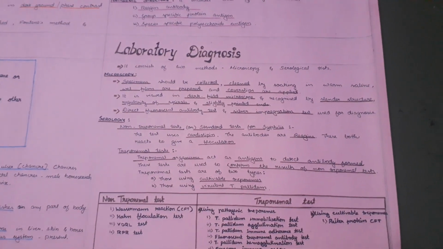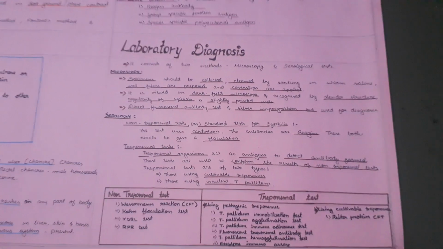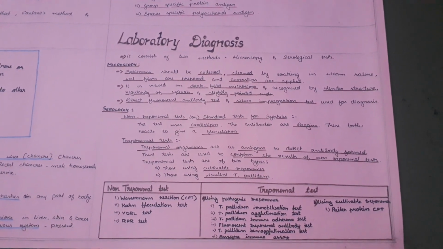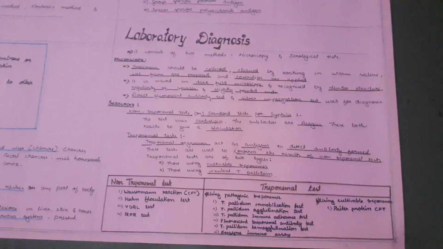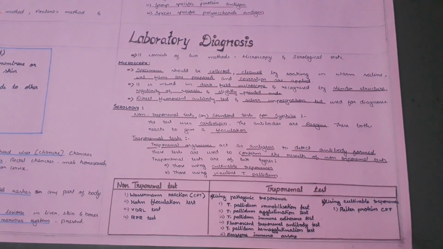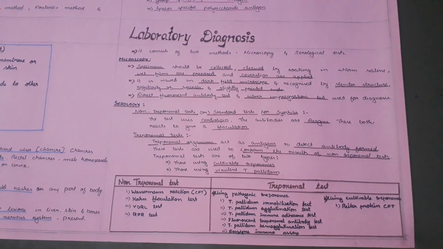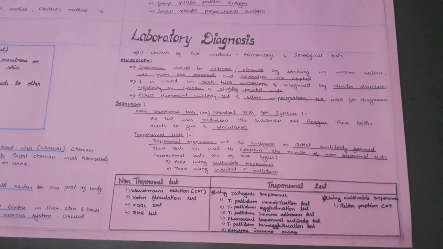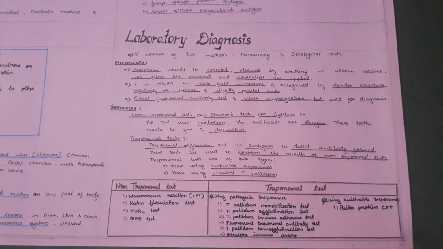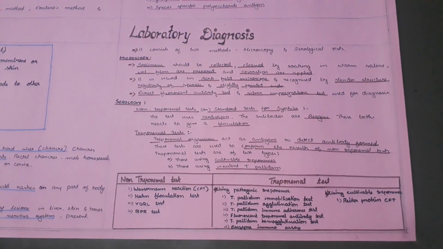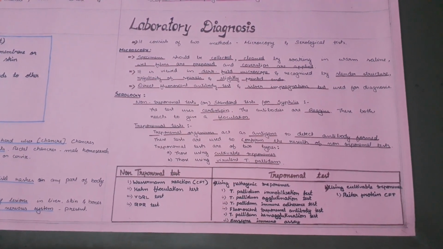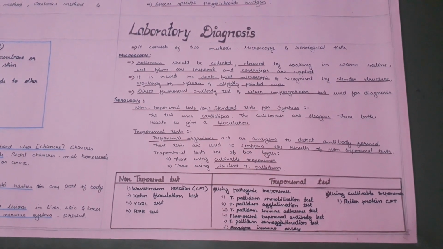Coming to the serology methods, non-treponemal tests or standard tests for syphilis are the first. This test uses cardiolipin. The antibodies present are reagin. Both the cardiolipin and the reagin react together to give flocculation, and through this we observe the results. Coming to the treponemal tests, treponemal organisms act as antigen to detect the antibody formed. These tests are mainly used to confirm the results obtained from non-treponemal tests.